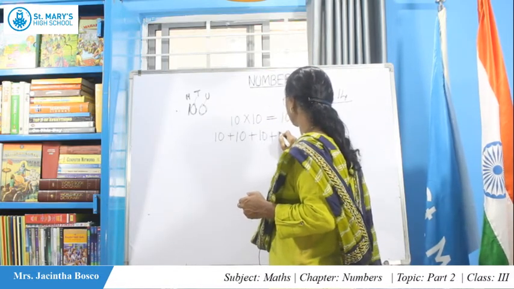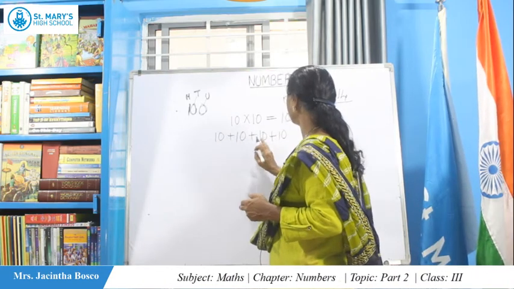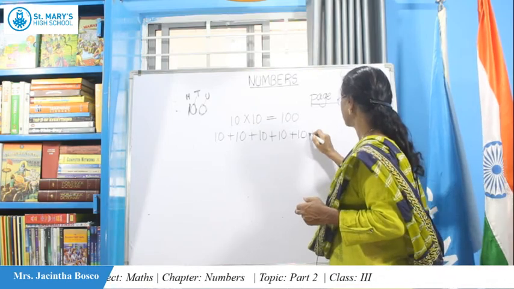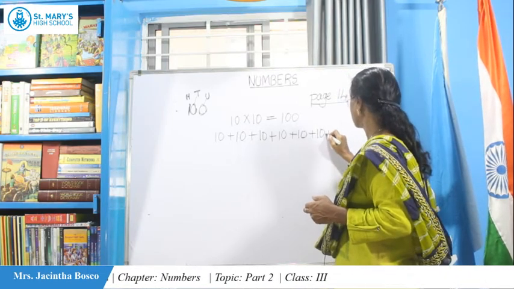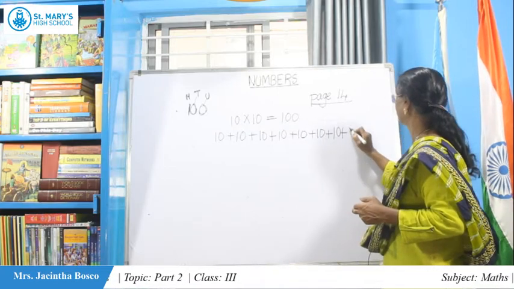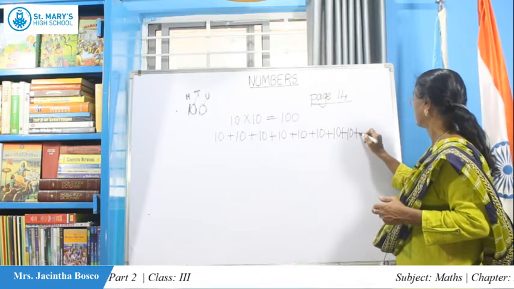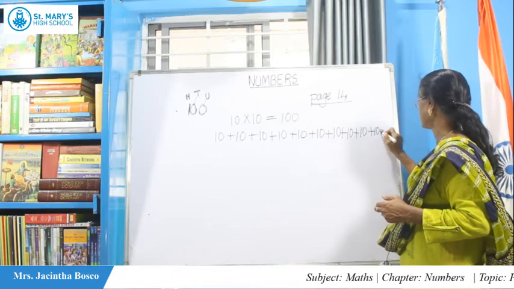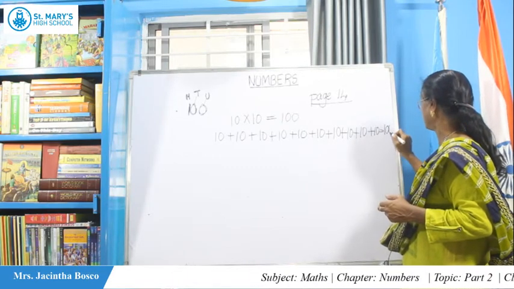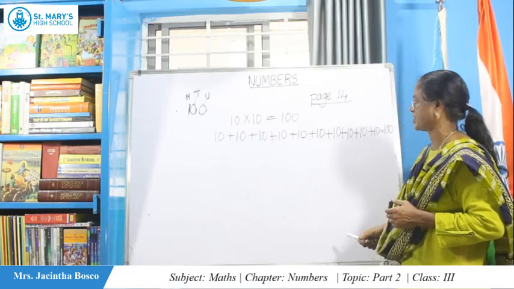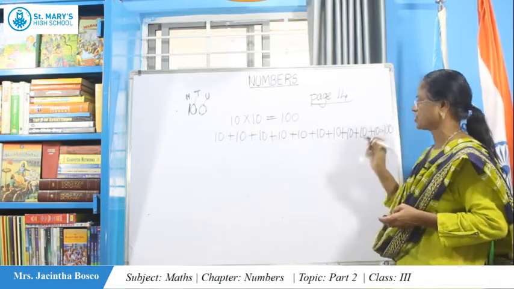1, 2, 3, 4, 5, 6, 7, 8, 9, 10. I wrote 10 ten times. What is the total? That is 100. You can write it in a multiplication statement or in an addition statement.